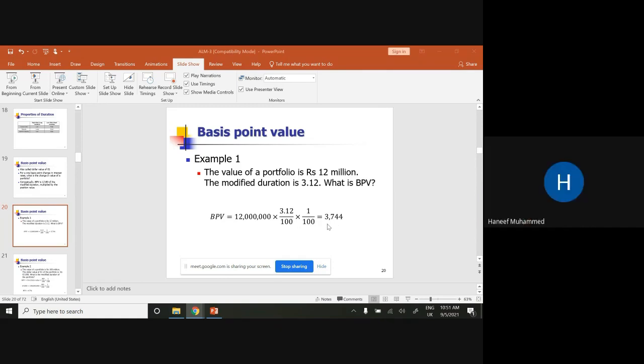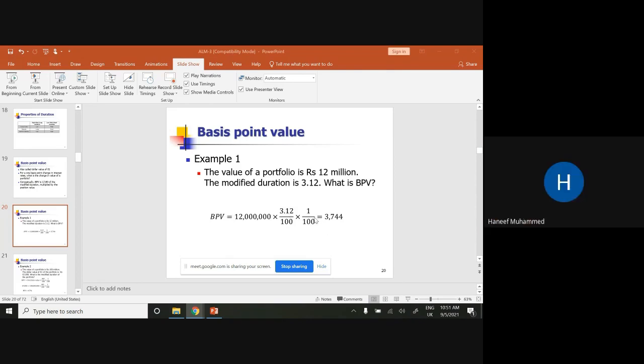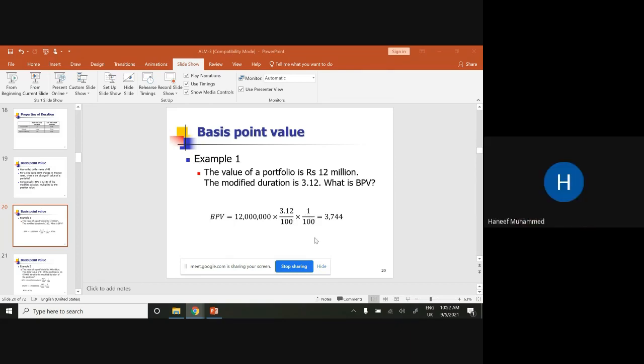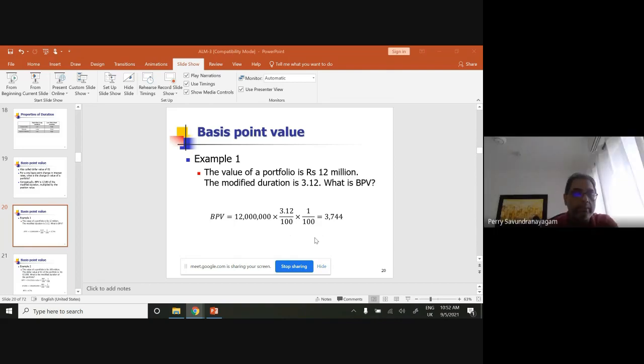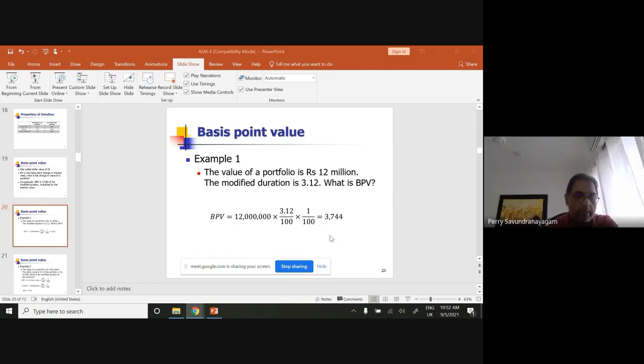Mr. Perry, here the modified duration of 3.12% is for DV1 or 100? This is the modified duration of the entire portfolio. Yeah, that is referring to the 1% of yield change, no? That's right. The 1 divided by 100 refers to DV1, no? DV1 is correct. In the sense 1 basis point. Yes. But 3.12 is for 1% change in the yield. That's right. Correct. Yes. Thank you.